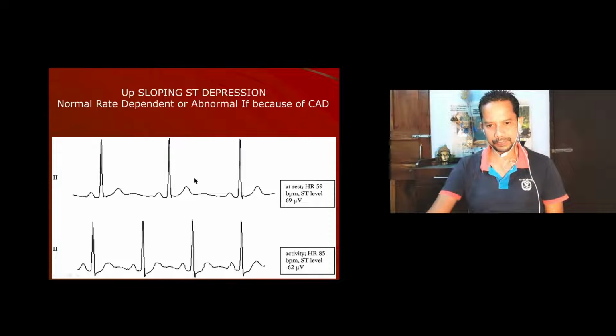Now in this slide you see an ECG rhythm at a heart rate of 59 beats per minute, and the ST is looking normal. It is at the isoelectric level. All the complexes, P wave, QRS, T wave, start from the isoelectric line and end at the isoelectric line. Now in this same lead, same patient, at a heart rate of 85, you see the ST has started depressing.